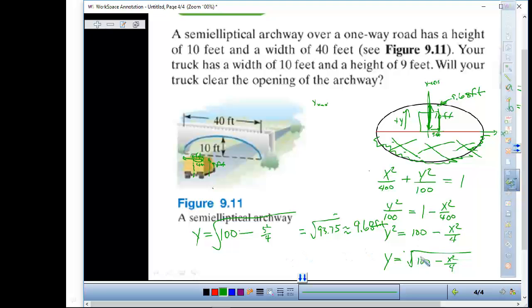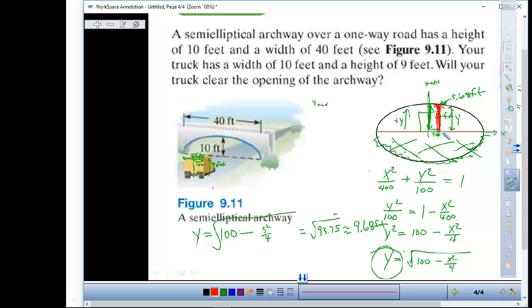Now, why does this fact that I've solved for y, why is it important? Well, what measures y? Up and down. And that's what I'm measuring here, the height. So that is the y value. Why did I want to find the y value at 5? Because that's what I'm worried about. The y value right here at 5, at the edge of the truck, is what I'm looking for. Is the ellipse tall enough to allow this truck to go through it there?